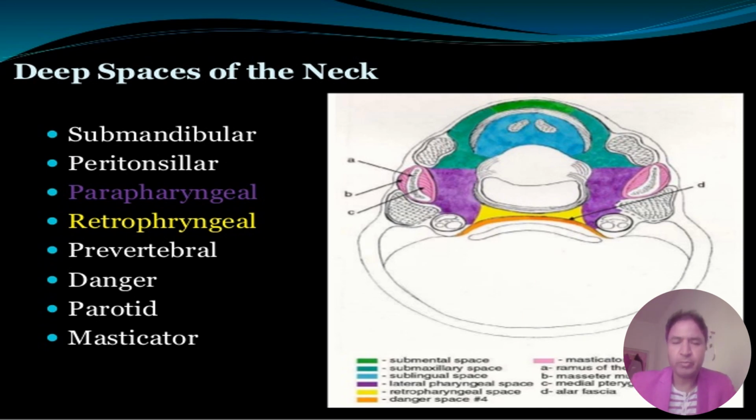You must go through these spaces, have a good idea, and try to learn them. You must be able to draw this diagram, only then can you appreciate it.